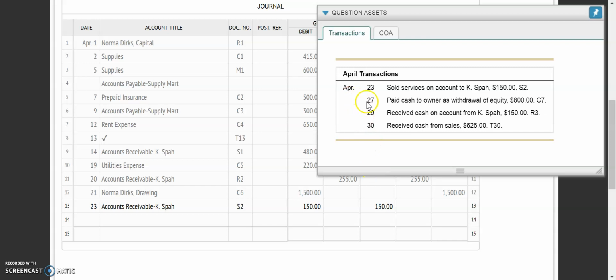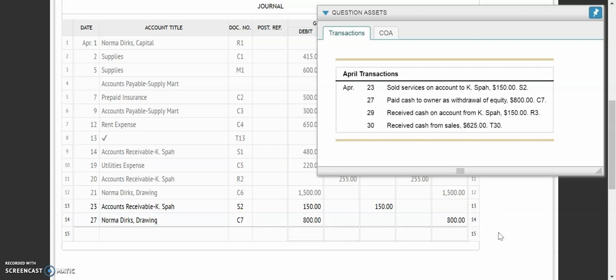And then also on the 27th, we paid cash to the owner as a withdrawal of equity. So we also did one like that yesterday. This is that Norma Dirks drawing account again. Check number 7. Drawing is one of those funky owner's equity accounts that is an owner's equity, but since it decreases owner's equity, it actually increases with a debit. So we debit drawing for $800, and then we credit cash for $800.